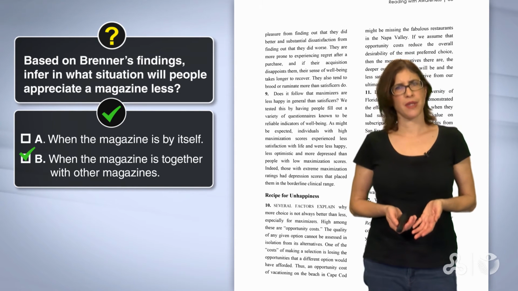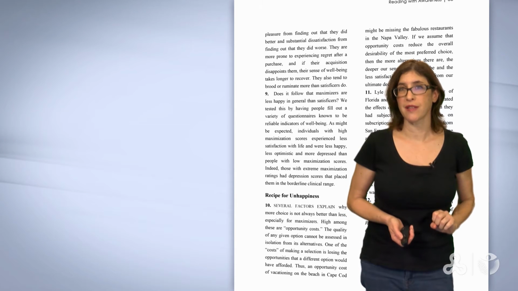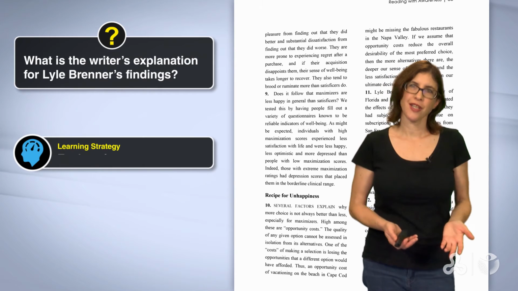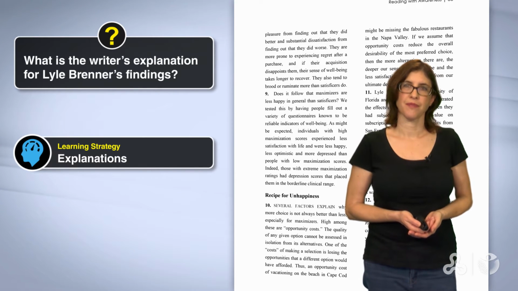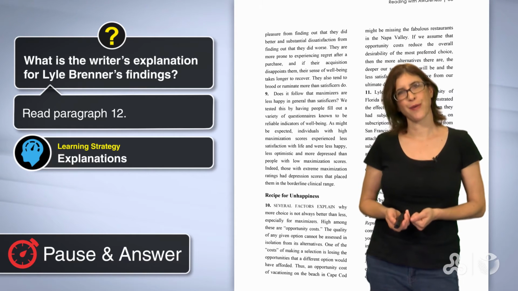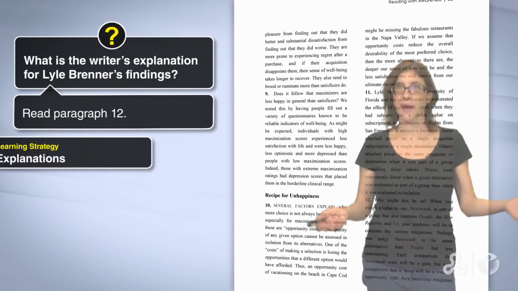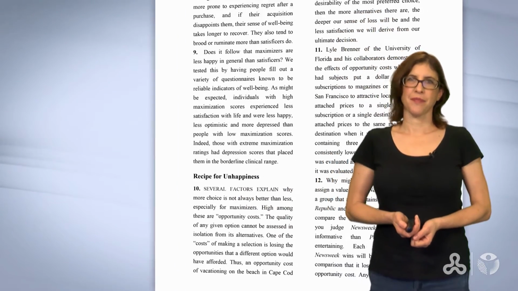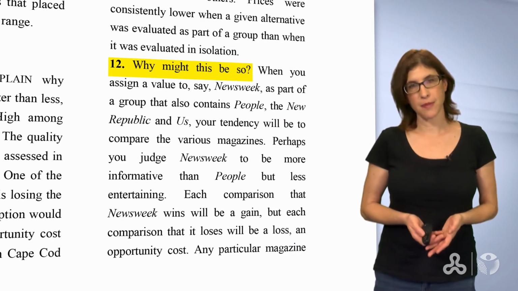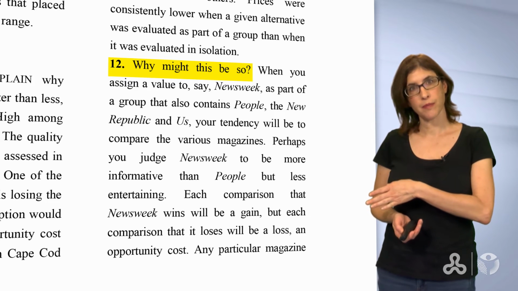So how does this happen? The writer will explain this, and this is what we need to find. Question: what is the writer's explanation for these findings? Read paragraph 12, press pause, and come back when you're ready. You're back. Let's see. So, the paragraph begins with, why might this be so? It looks like an explanation will follow.